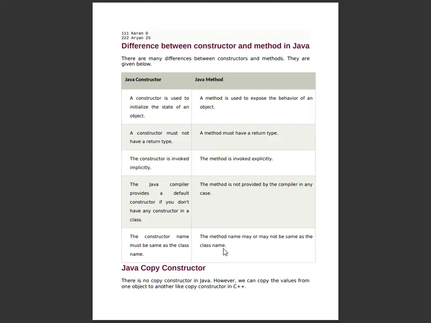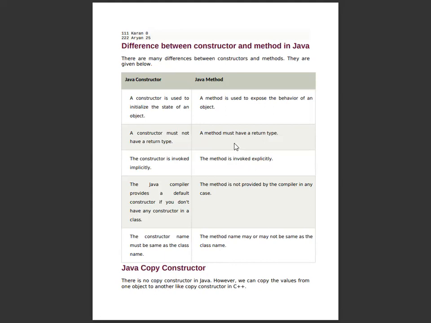Now we will see what is the difference between the constructor and the methods in Java. A constructor is used to initialize the state of an object, which we have already seen. A method is used to expose the behavior of an object. Okay, so what exactly the implementation is in the object comes under the category of Java method, and the constructor is used for initialization purpose.